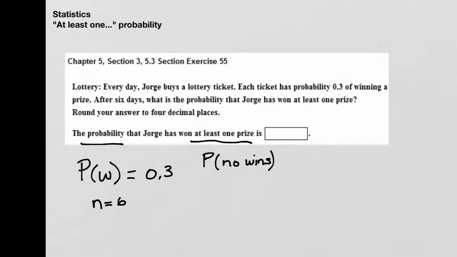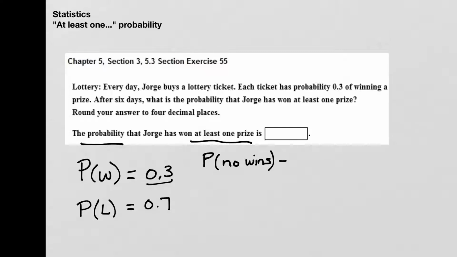And the probability is the same each day. So we know the probability of winning is 0.3. So now what we need to find is the probability of losing each day for 6 days. So do this. If the probability of winning is 0.3, the probability of losing is 0.7 because it's just the opposite and they have to add up to 1 because he's either going to win or lose. He can't be somewhere in between.